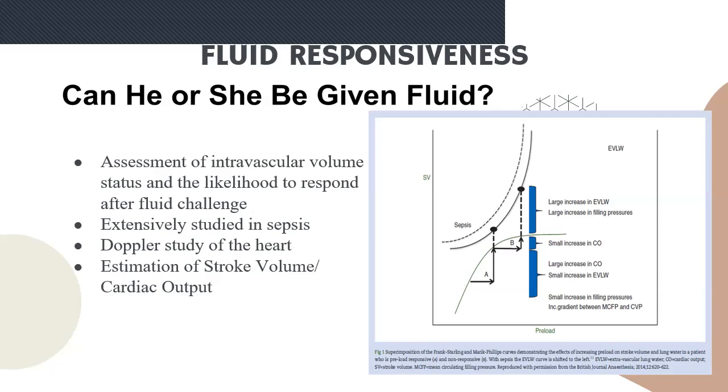So you have to assess certain parameters prior to giving fluid and after giving fluid. If there is an increase in your stroke volume by more than 15%, it means the patient is fluid responsive. Okay, so that patient has the ability to ascend the curve to a certain point of your Frank-Starling curve until the patient cannot take fluids anymore.